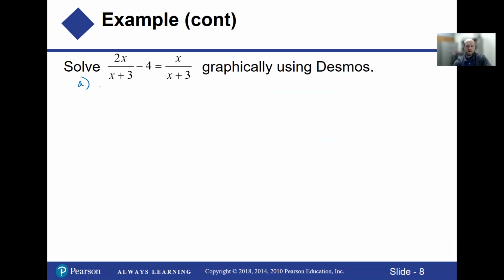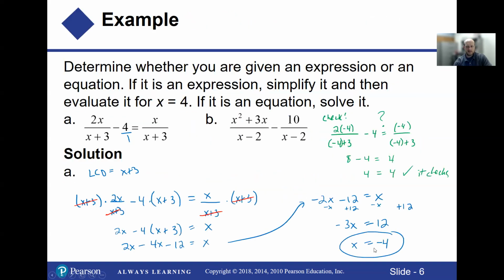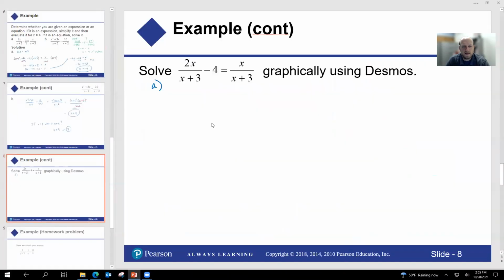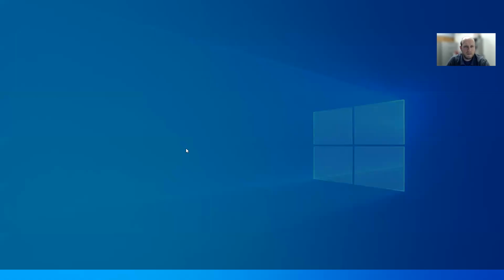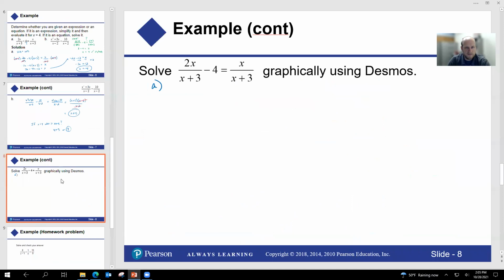Okay, and what I wanted to do is solve this graphically using Desmos. So I want to verify that the answer is x is equal to -4, using Desmos. So let's get out of this screen for a moment and let's go to Desmos. And I'm going to type those equations in. Now, one important thing, actually, let me go back to the PowerPoint.